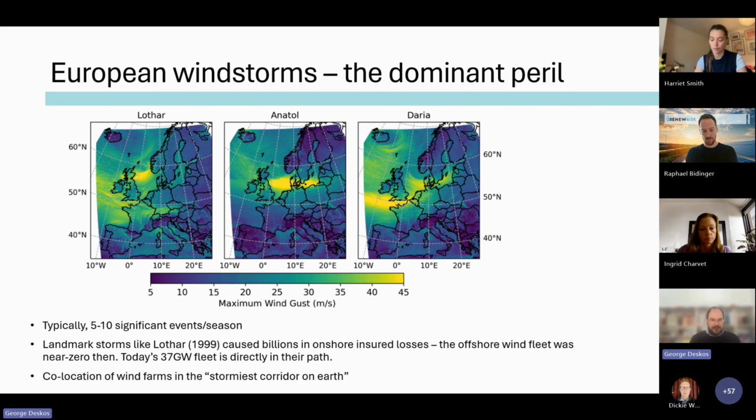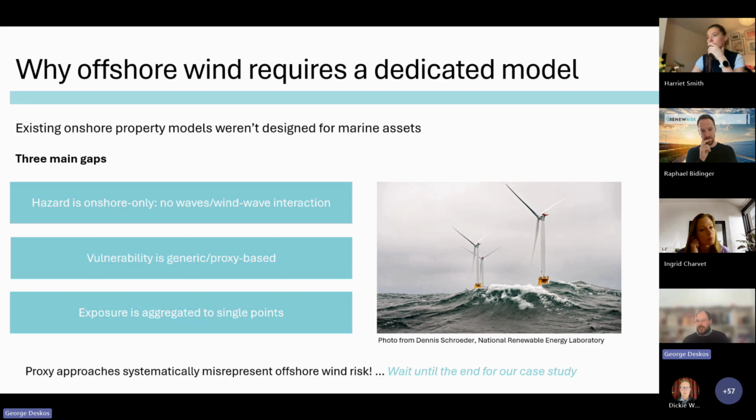If you look at the 3 different pictures I put, this is Lothar, Anatol, and Daria. The wind farms exist where the wind resource is rich, obviously, because that's how you generate power, but also where the peril is. So it's one of the stormiest corridors on Earth. That is something that we could potentially look at and model with our existing models.